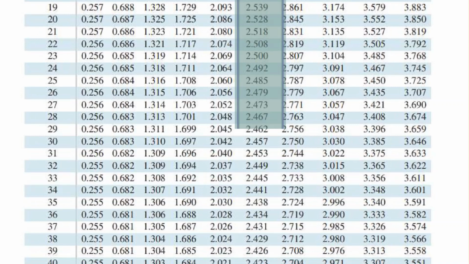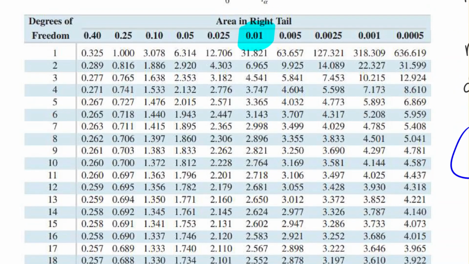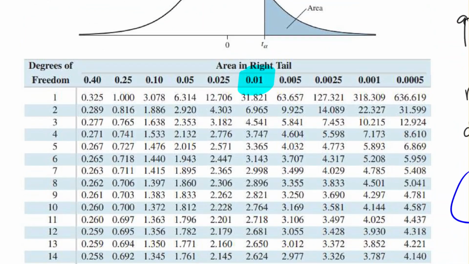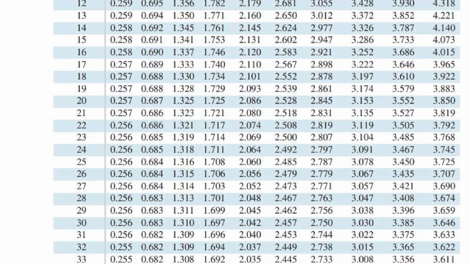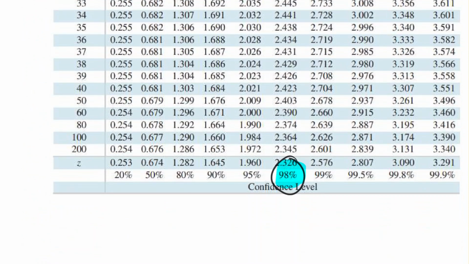Now this is just a general overview of how this chart works. This is zoomed in so you can see a bit easier. And we're about to do many such examples, so we'll have time to practice this.